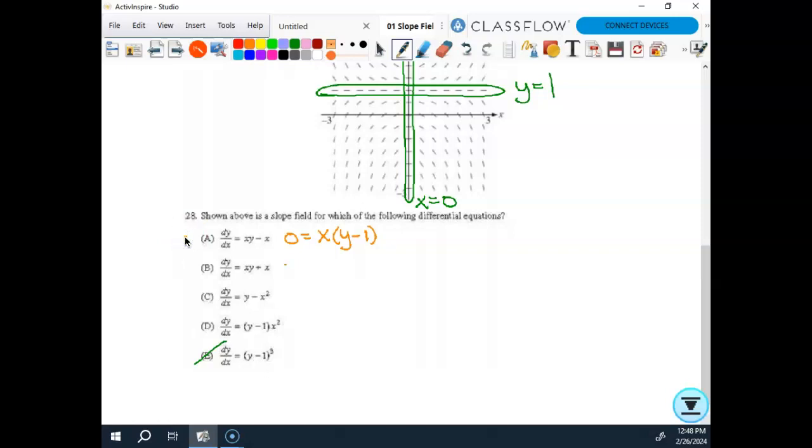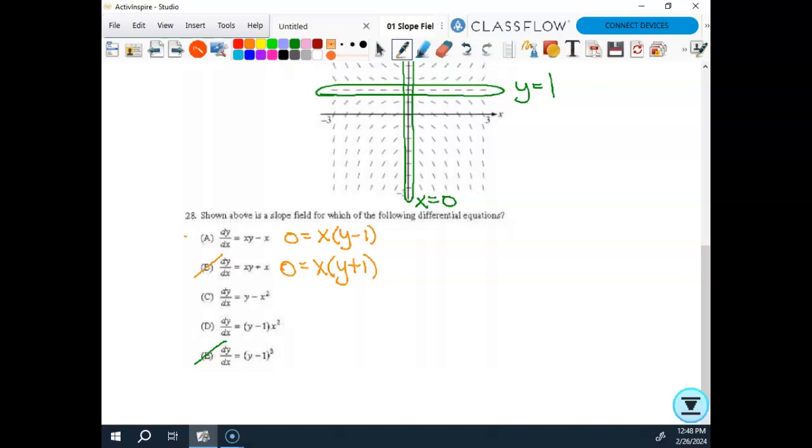We do the same thing here. 0 equals x times y plus 1. Well, when x is 0, the slope is 0, right? When y is 1, the slope is not going to be 0, is it? Nope, so we don't like B.